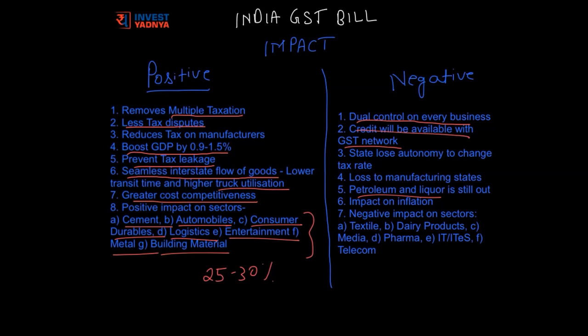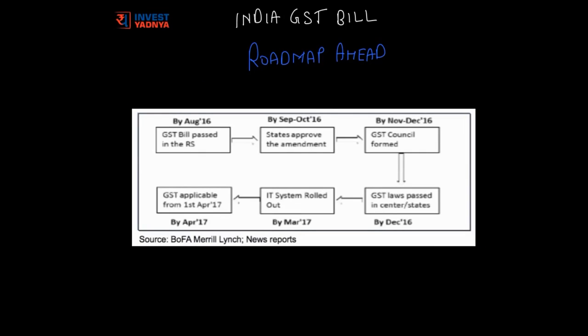The next is that if the GST rate is kept on higher side, it may have a negative impact on inflation. Last is negative impact on sectors which are currently enjoying no excise duty or other tax benefit, such as textile, dairy products, media which don't have any indirect taxes currently, pharma which enjoys a lot of tax benefits which are likely to continue for some more time. Then ITES and telecom are both service related industry, and in all likelihood GST rate will be higher than the current service tax rate.